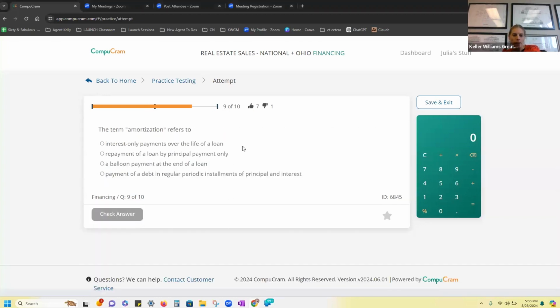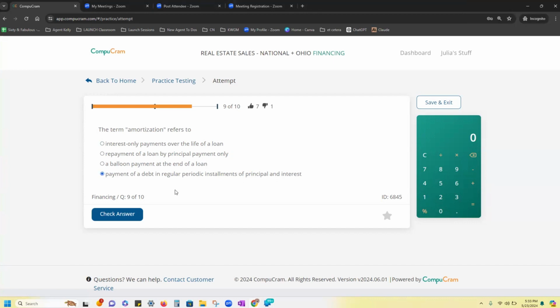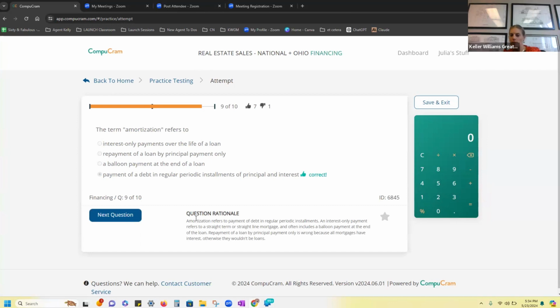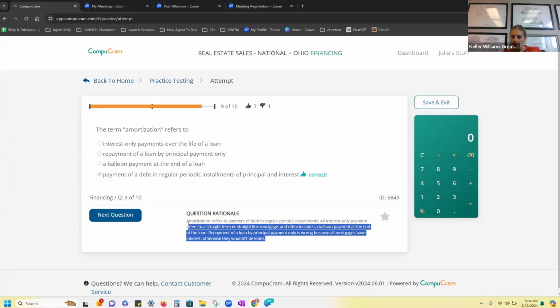Okay. The term amortization refers to A, interest-only payments over the life of a loan, B, repayment of a loan by principal payment only, C, a balloon payment at the end of a loan, or D, payment of a debt in regular periodic installments of principal and interest. I will say D. D is correct. Amortization refers to the payment of debt in regular periodic installments. Good job.